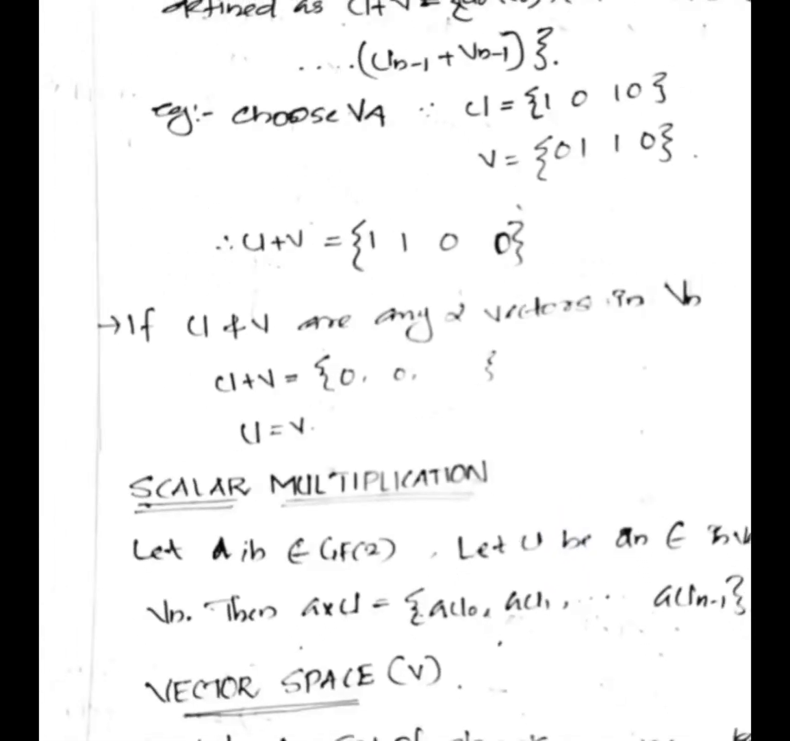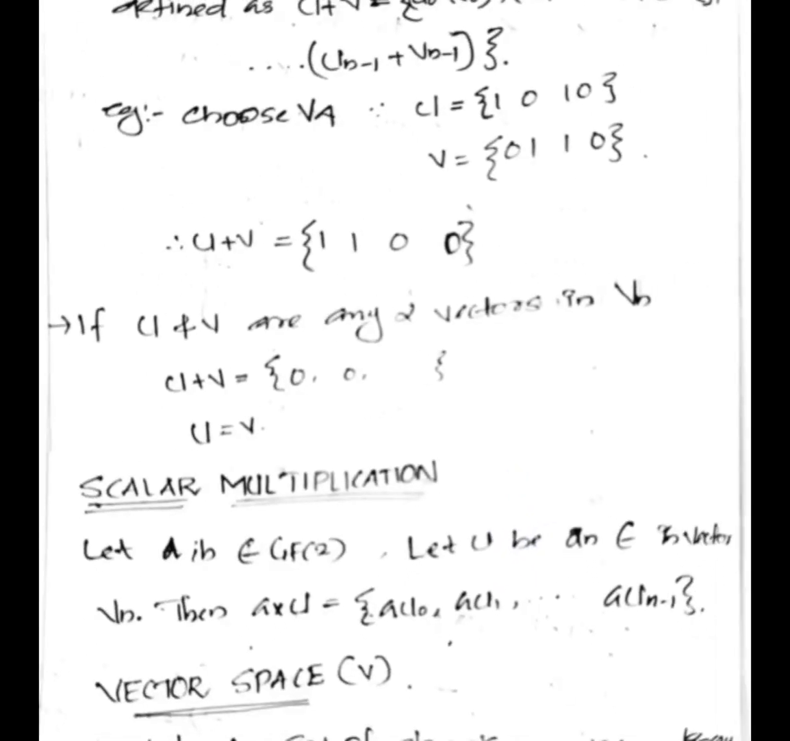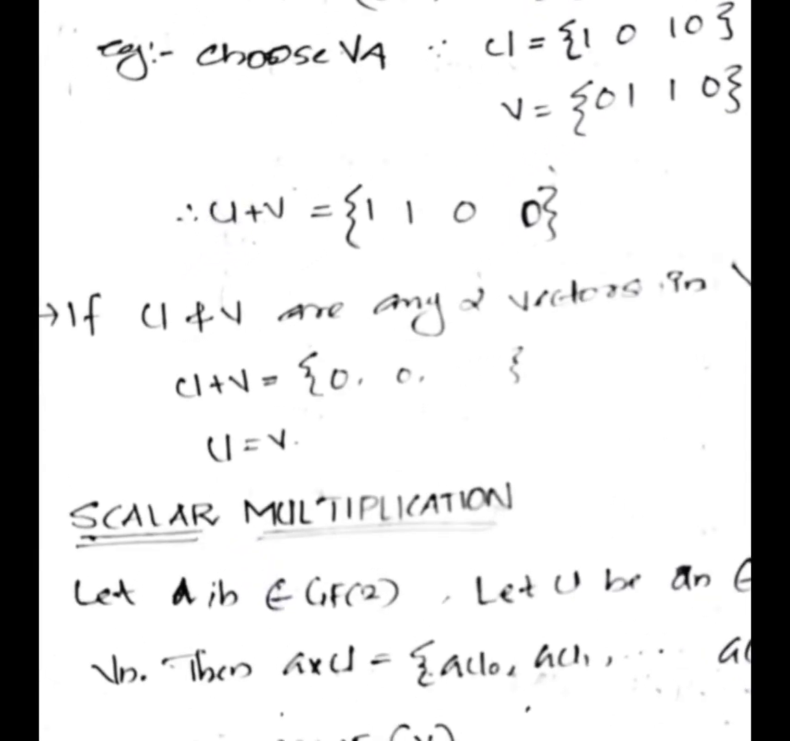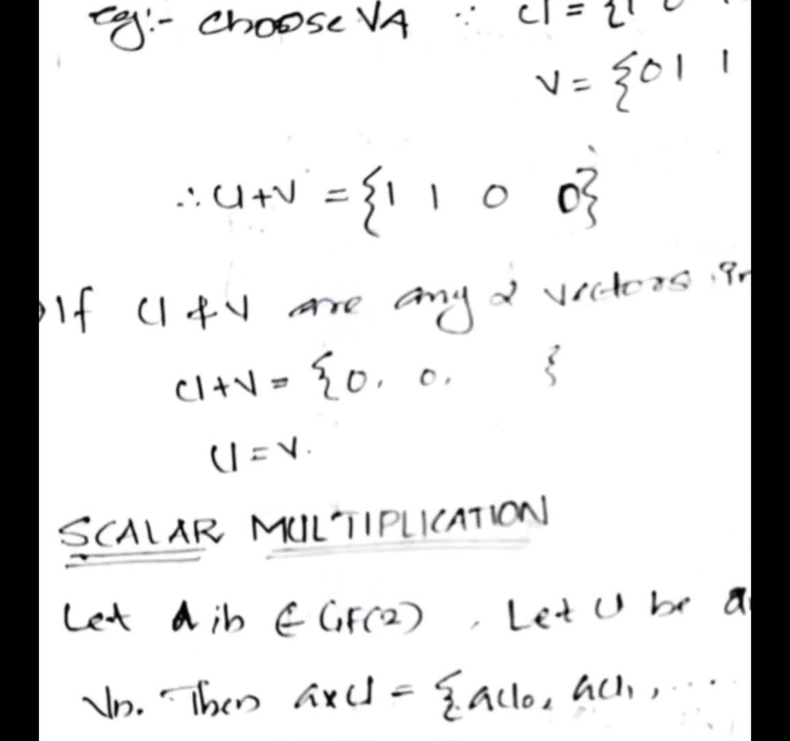Okay. If u plus v are any two vectors in Vn and u plus v is equal to 0, then u equals v. We already know that in modulo 2 addition, the sum becomes 0 only when u equals v. That is 0, 0, and 1, 1. At the time of 0, 0 and 1, 1, the answer will be 0. So if u plus v equals 0, then u will be equal to v.